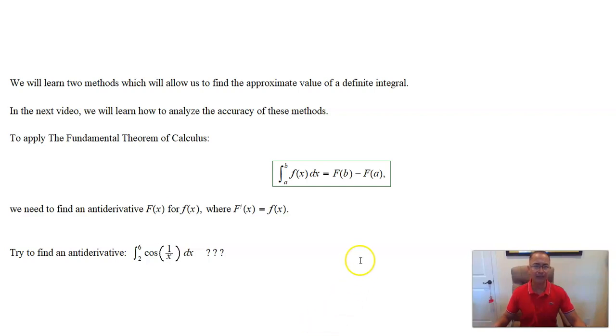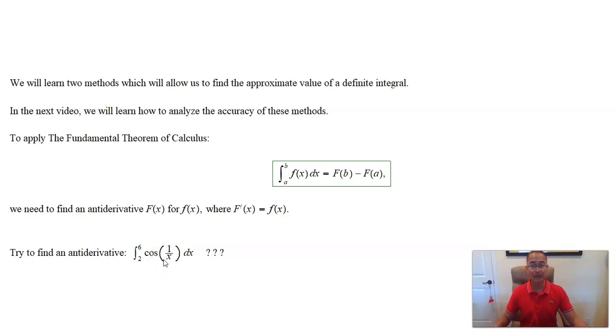Okay, so the main obstacle in computing the exact value of a definite integral is finding this antiderivative. Can you think of a function, capital F, whose derivative is the integrand, little f of x? Try it on this horrible function. We know how to integrate cosine x, but cosine 1 over x, yeah, good luck with that.